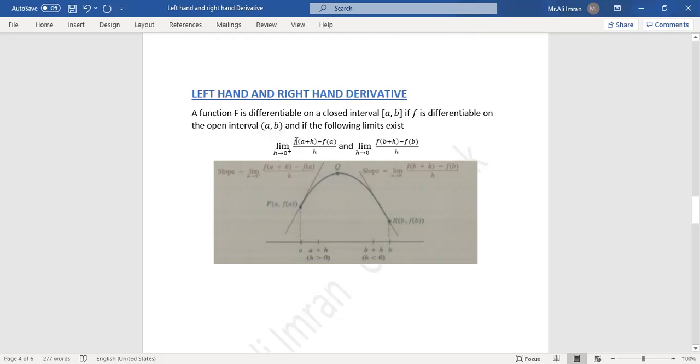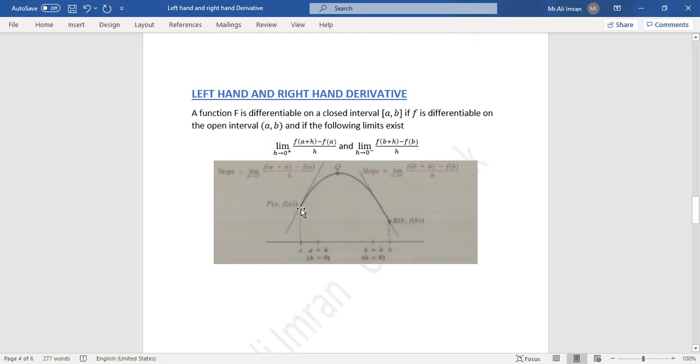if the following limit exists: limit h tends to 0 plus, this means the right hand limit, f of a plus h minus f of a divided by h, and limit h tends to 0 minus, which denotes the left hand derivative at point b, f of b plus h minus f of b divided by h. Now this is the interval a to b, and this is the graph of function f of x. We have drawn the tangent line at a and tangent line at b.